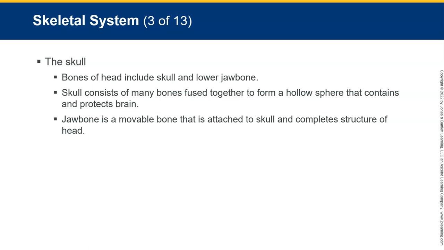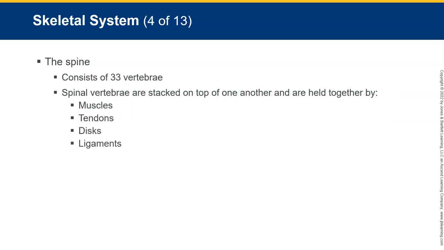The downside of that is, Mima or Papa or any one of us really, take a good shot to the head and your brain starts to swell. Well, that's a problem because the bone does not allow anything to move. So that can be a big problem. And then the jawbone, a movable bone that's attached to the skull and completes the structure of the head.